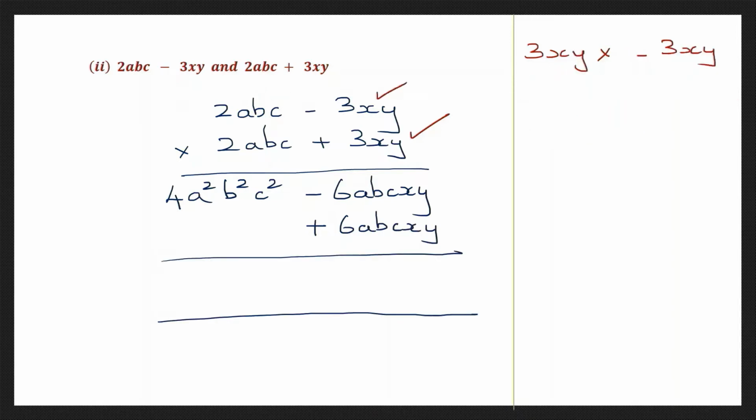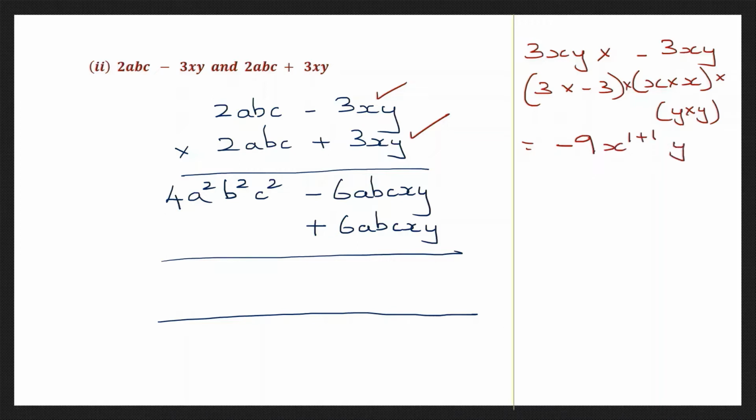Now let's multiply plus 3xy into minus 3xy. So the signs: 3 into minus 3, x into x into y into y. So minus into plus is minus, 3 3s are 9, x to the power of 1 plus 1 and y to the power of 1 plus 1. So here we get minus 9x square y square. So that's written separately, minus 9x square y square.